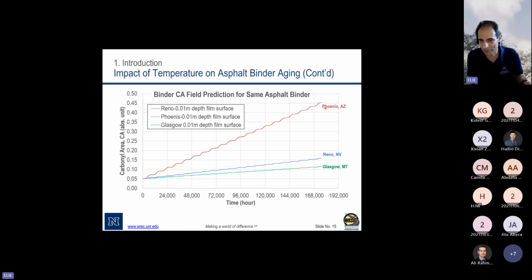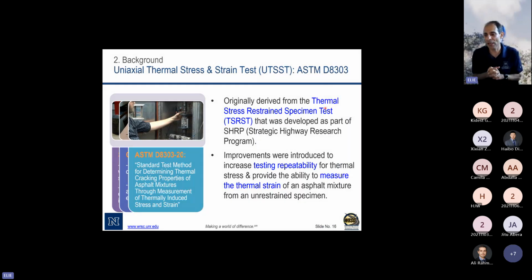It's going to become brittle. So I hope I made my point with the thermal cracking, because next I'm going to start talking now about the test itself, the UTSST, the Uniaxial Thermal Stress and Strain Test. So if you are familiar with the TSRST, the Thermal Stress Restrained Specimen Test, which was developed as part of the Strategic Highway Research Program, well, basically the UTSST is a version from that. It stems from the TSRST.